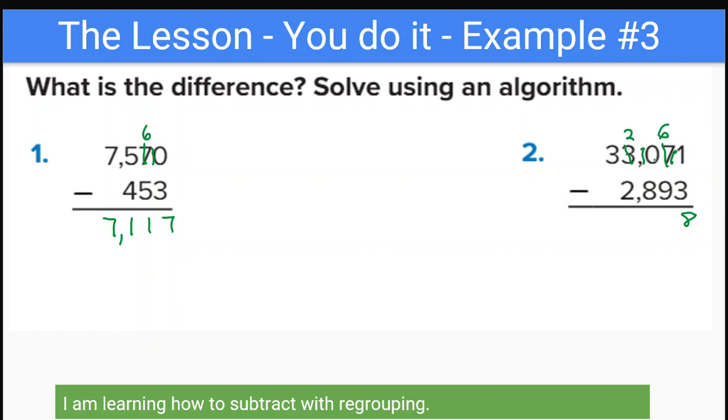Okay, now we have 10 right there. I'm going to cross this one off and borrow 1 from there and make it a 9. And I'm going to make this one a 16. Okay, we just have to keep borrowing from the one next door. 16 take away 9 is 7. 9 take away 8 is 1. 2 take away 2 is 0. And 3 take away nothing is 3. And the answer is 30,178. That's the difference between the two numbers.